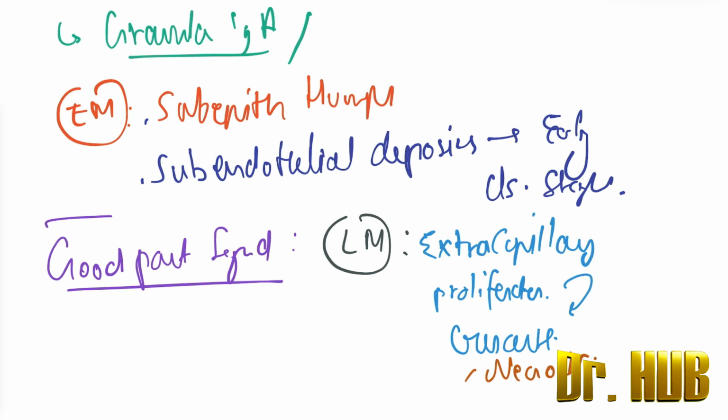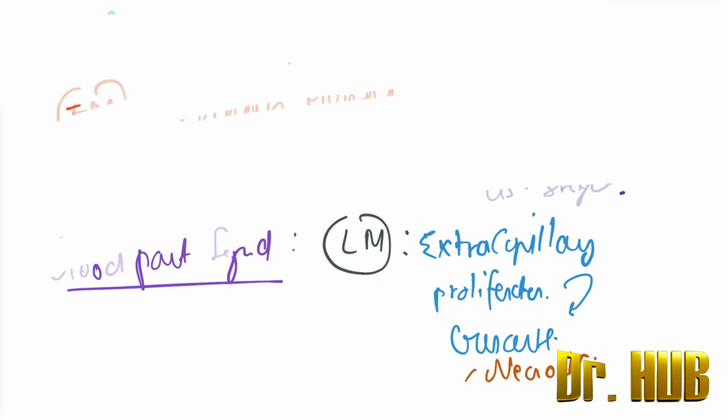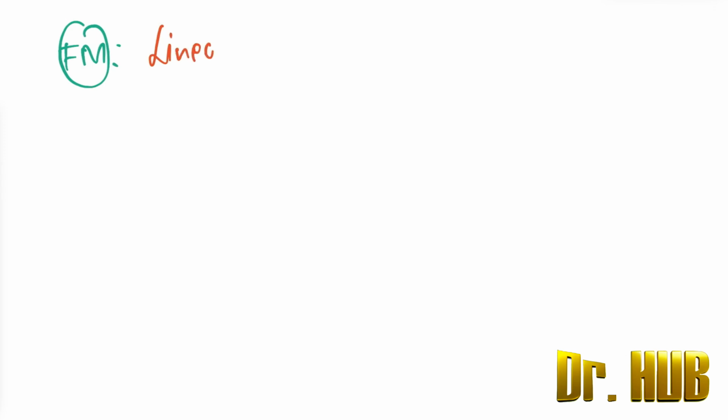Next we move on to the fluorescence microscopy. What is present? In fluorescence microscopy, there is a linear IgG and also the presence of C3. There is also presence of fibrin. These fibrins are present in the crescents.